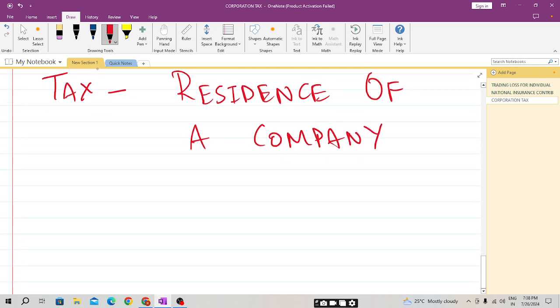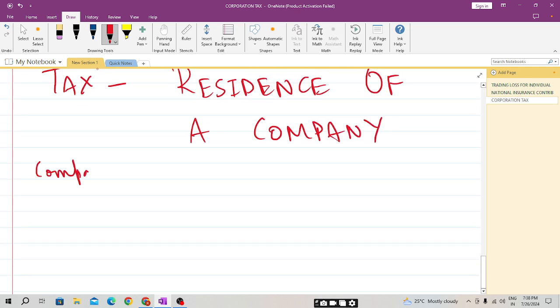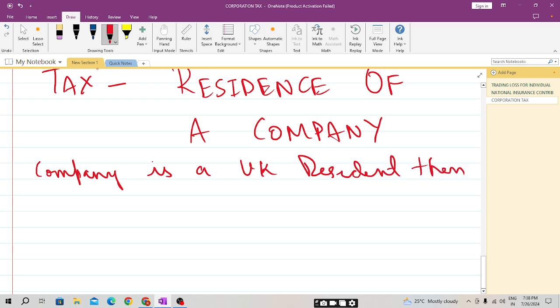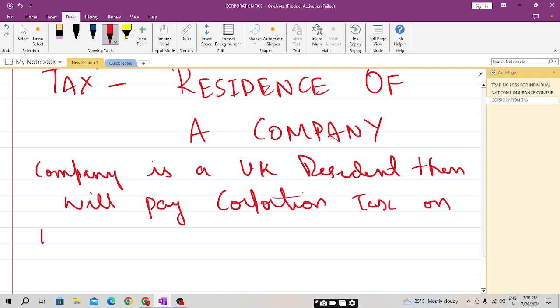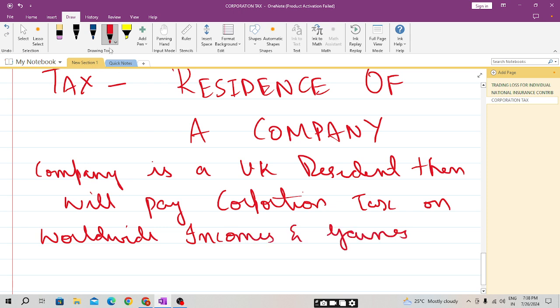So students, if a company is a UK resident, then it will pay corporation tax on worldwide incomes and gains. I hope this is clear. If a company is a UK resident, then it will pay corporation tax on worldwide incomes and gains.